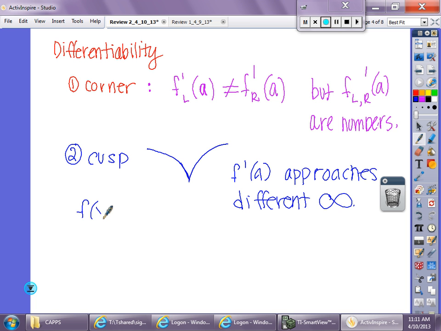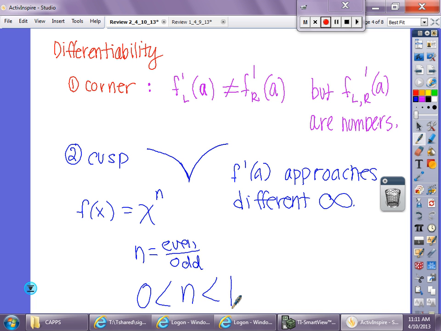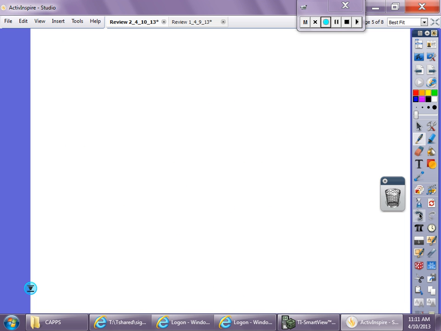The function for a cusp is x to the n, where n is equal to an even over odd that's less than 1. I guess I should put 0 is less than. So let me put that into a new statement. So n is between 0 and 1. Okay? All right, so that's a corner, that's a cusp. We're going to go to a vertical tangent. So number 3.